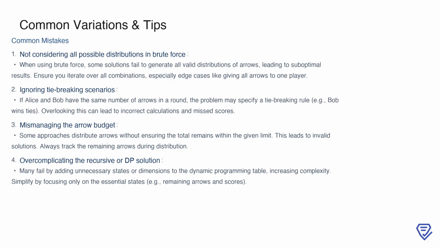Another issue is mismanaging the arrow budget. Some solutions allocate arrows without ensuring the total stays within the given limit, which results in invalid distributions. Lastly, when implementing recursive or dynamic programming solutions, overcomplicating the state design is a frequent error. Adding unnecessary states or dimensions to your DP table can make the implementation overly complex and harder to debug. Focus on the essential states, like the remaining arrows and the scores, to keep things simple and efficient.